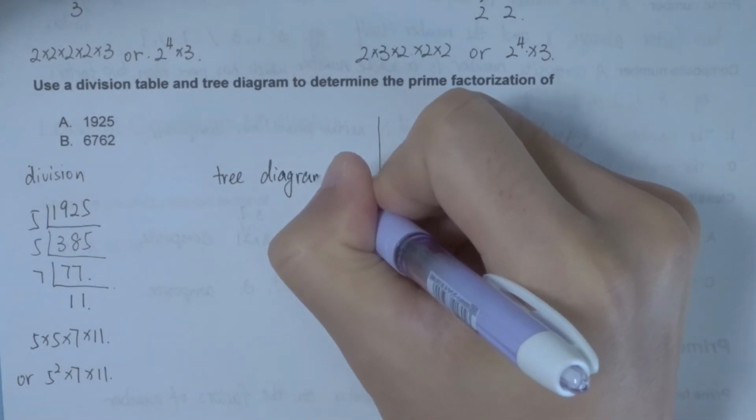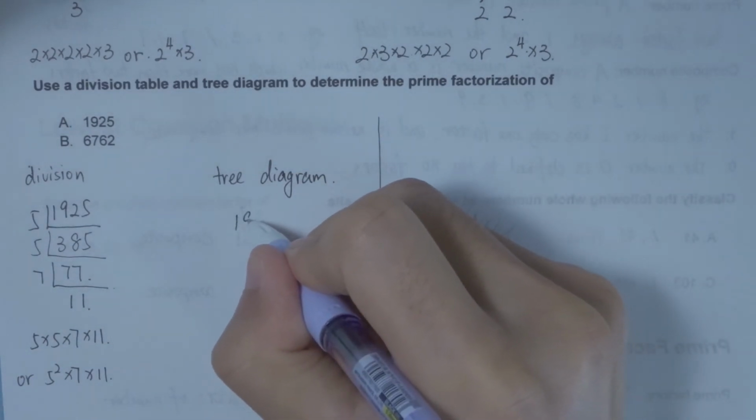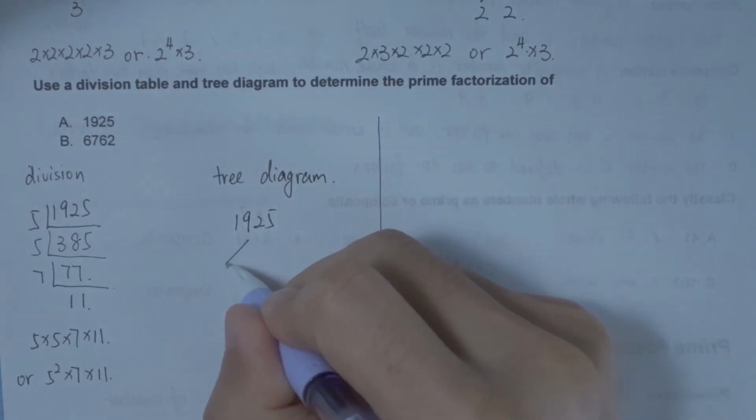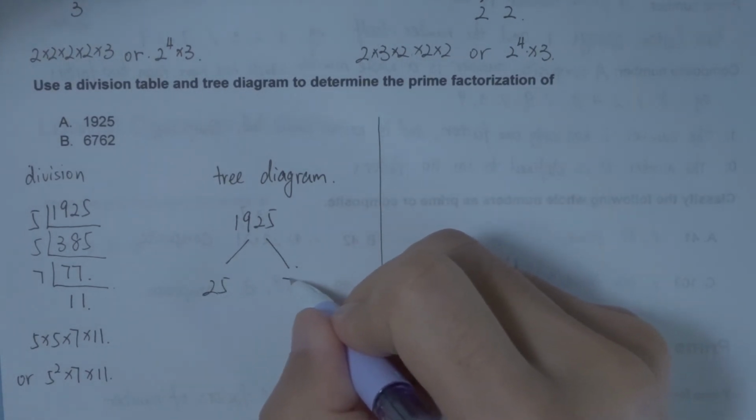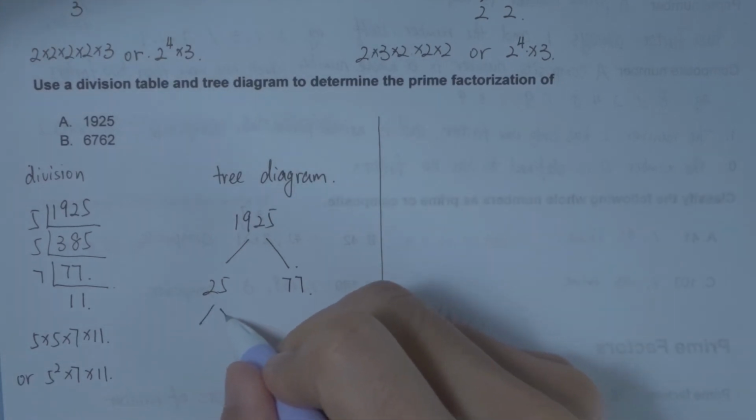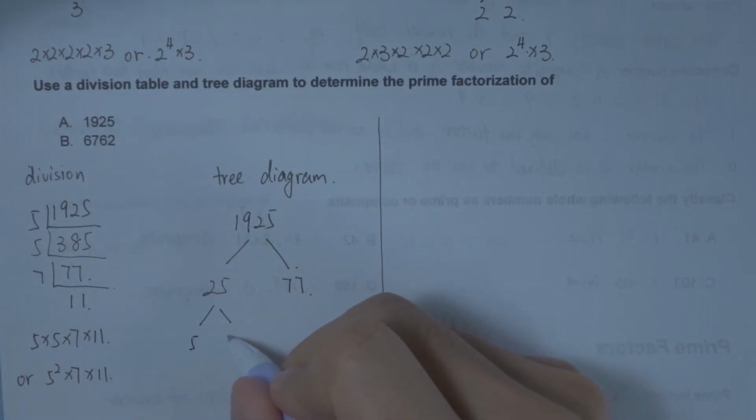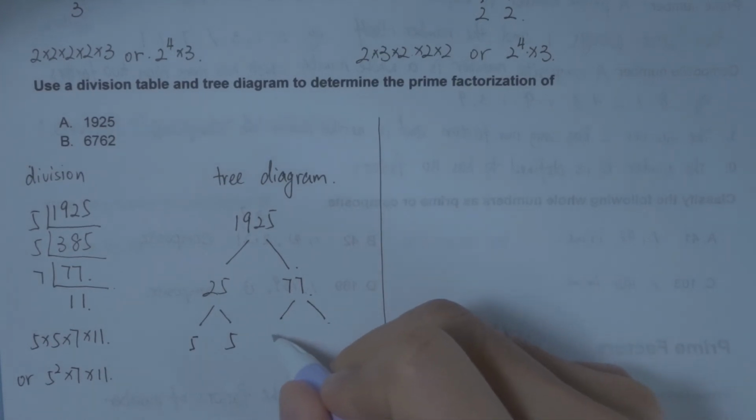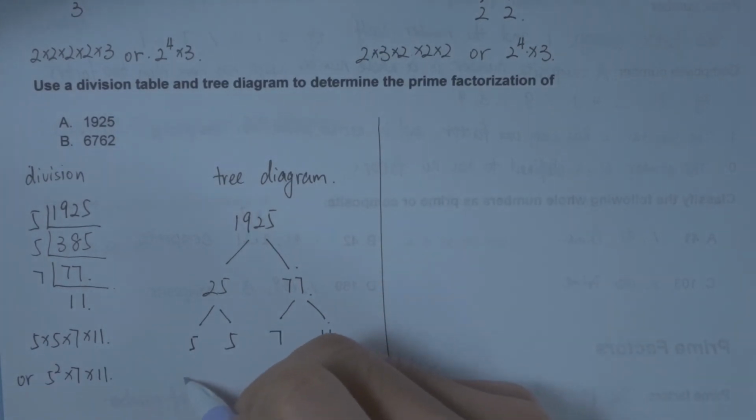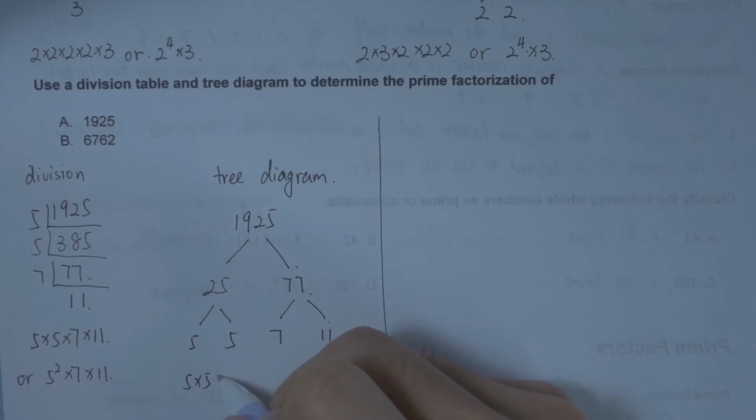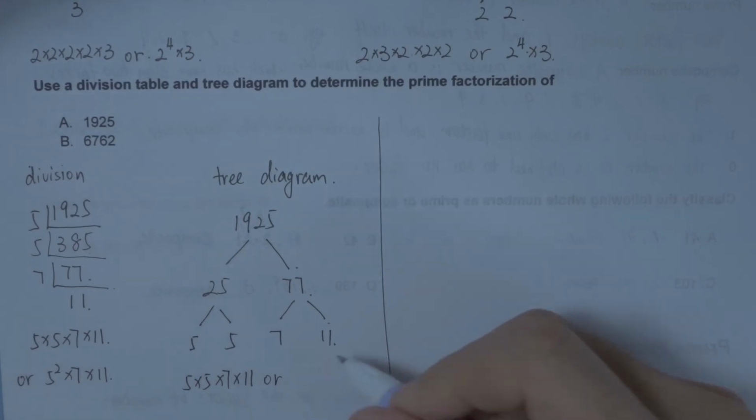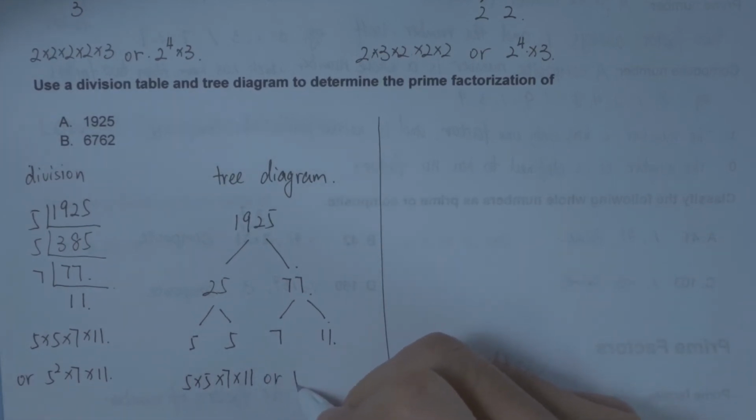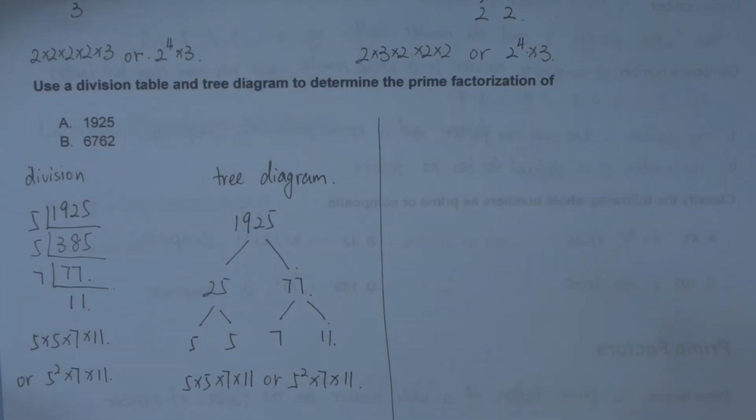And for the tree diagram, 1925, we can write 25 times 77, and break 25 into 5 and 5, break 77 into 7 and 11, and then we can express it as 5 times 5 times 11 times 7, or 5 squared times 7 times 11. Yes, this time it's correct.